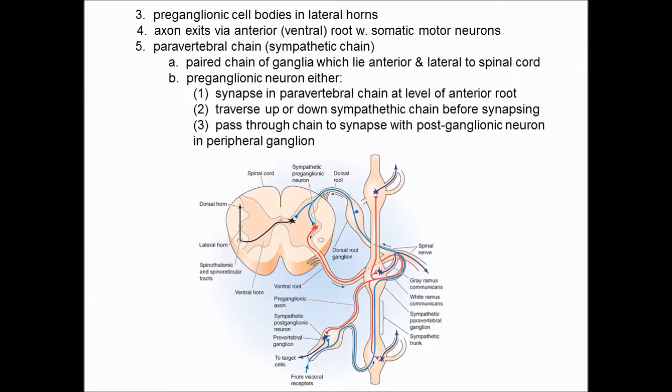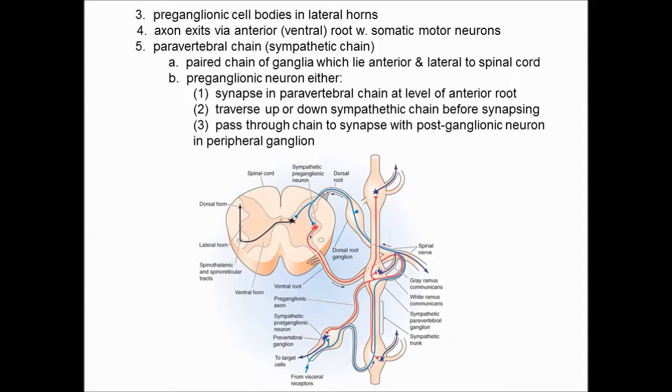The cell bodies are in the lateral horn, right here in the gray matter. The axon exits the spinal cord via the ventral or anterior root and heads towards a chain of ganglia that we'll go through right now. It's in the same route as the other somatic motor efferents, so there's a lot of different traffic in that somatic or anterior route.